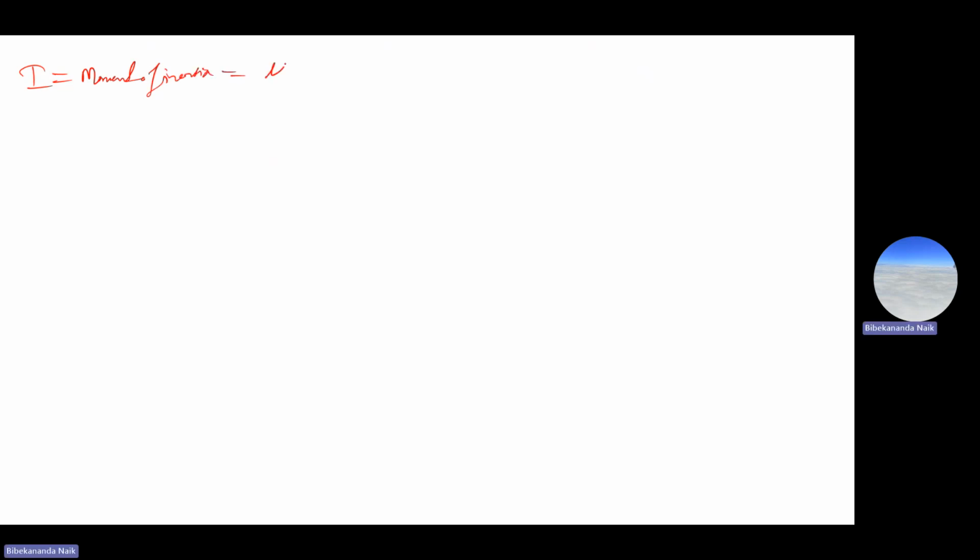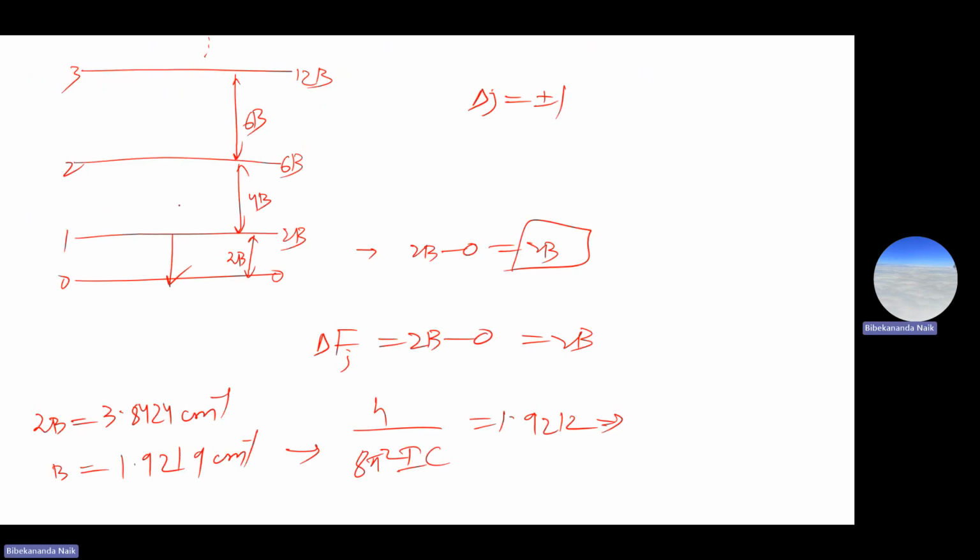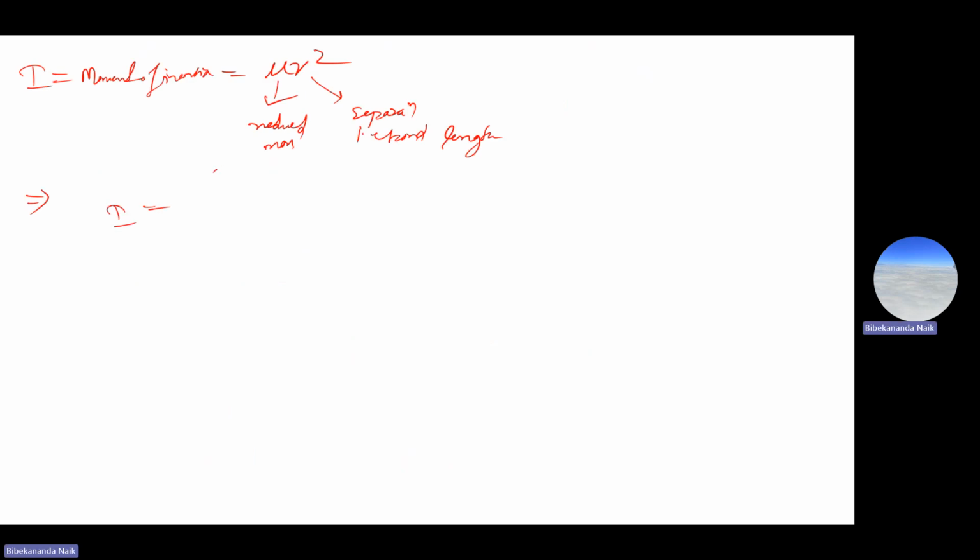That moment of inertia is given by mu r square, where mu is the reduced mass and r is the separation, that is nothing but the bond length. So the value of I, from this question, will be h by 8 pi square B into C.